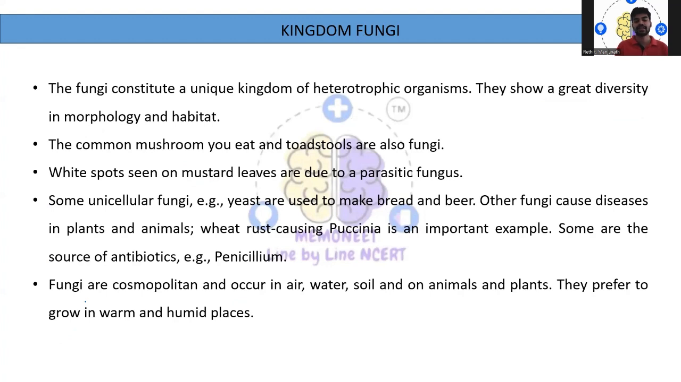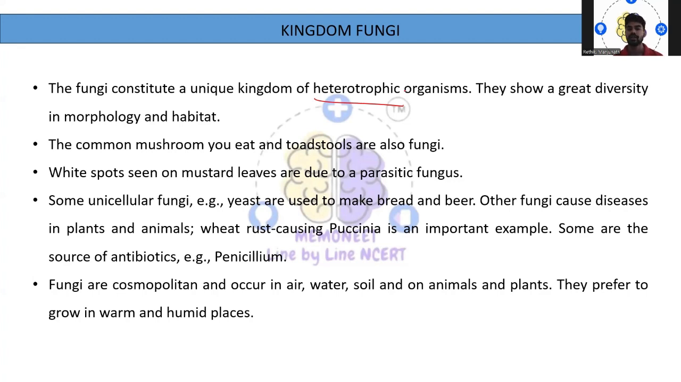So the next we have is kingdom Fungi. It is normally pronounced something like that, but what matters more than pronunciation is spelling. Just keep this in your mind. Kingdom Fungi normally constitutes a kingdom of heterotrophic organisms, that is, they depend on other organisms for their food and nutrients. They show a great diversity in morphology as well as habitat, the places where they normally live.